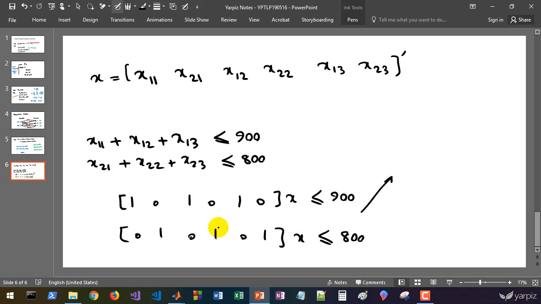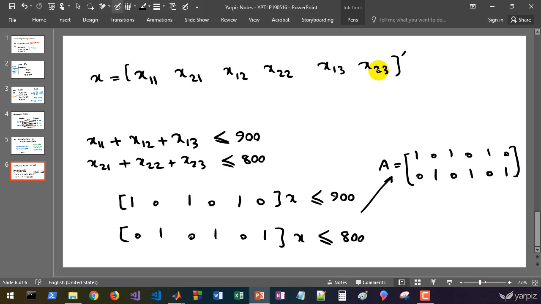And if we unify these matrices, we will have 1 0 1 0 1 0, create some space here, and the second row. This is our matrix A, and B is equal to 900 and 800. So you see that for some values we have 1, and for some other values we have zeros. And we need a mechanism to find the index of, for example, x11 in this sequence.